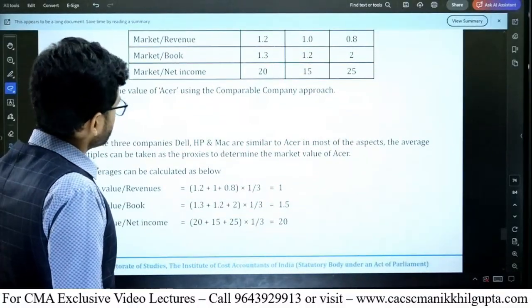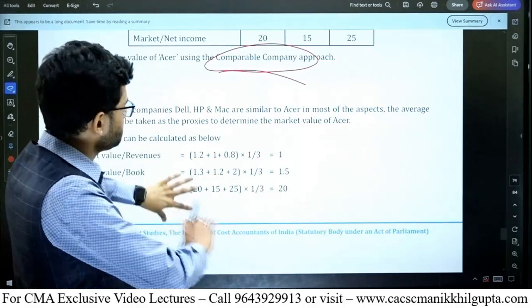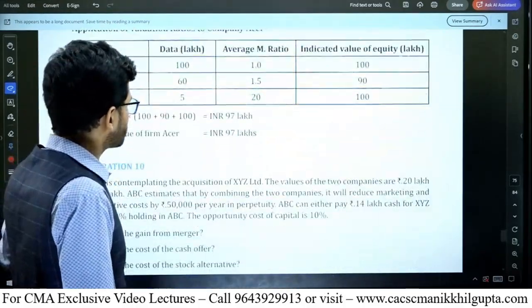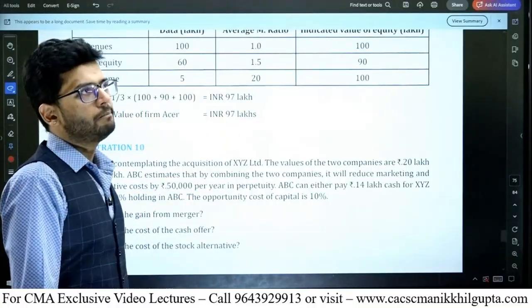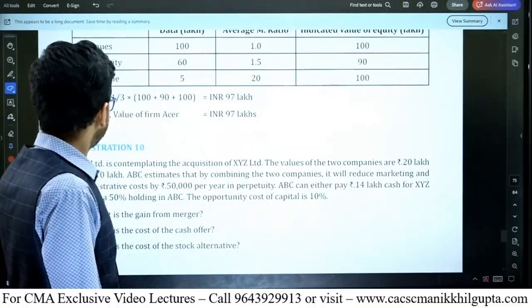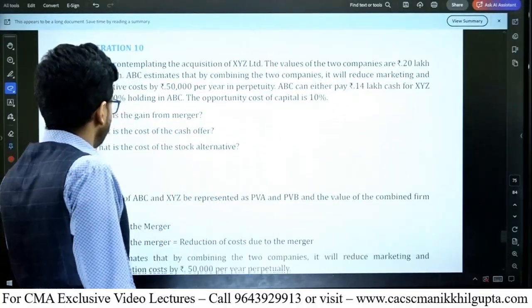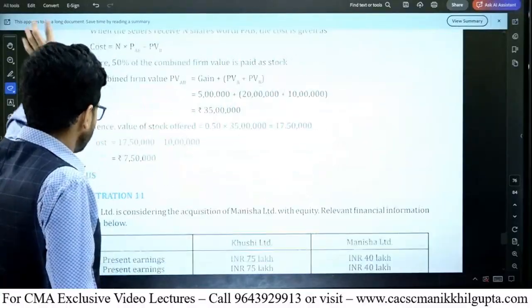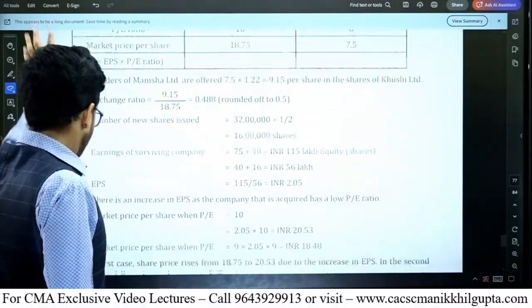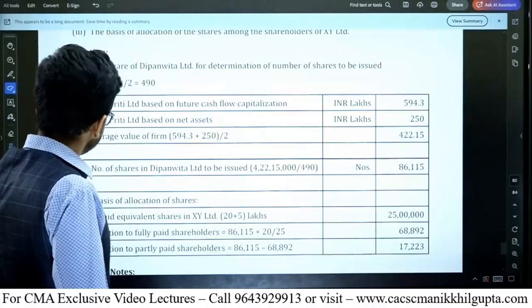Then after that, illustration number 9, the comparables company approach, relative valuation method, absolutely straightforward question, very, very simple question. You have to compute the average comparables and multiply it by the company's financials to get your answer. Illustration number 10, again, a very straightforward question, cost of merger, gain from merger is required to be calculated. 11 question, 12 question, okay, 13th question.